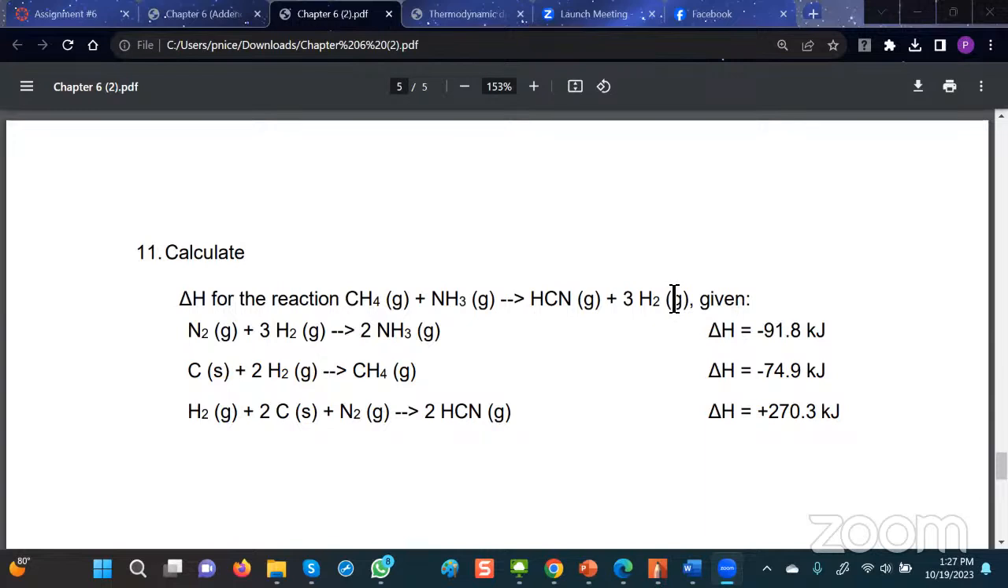So the point is, whenever you have the same substance being shared between different equations, don't focus on that. Focus on the others.